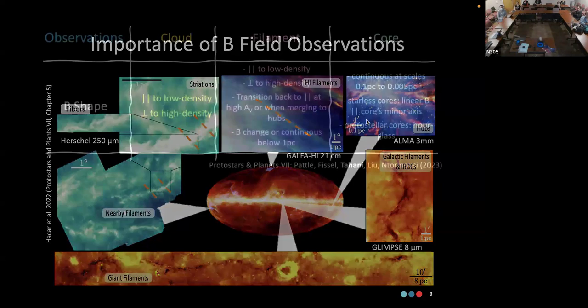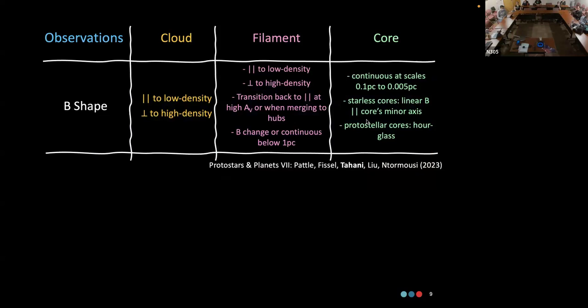So if we summarize the past decade of observations, as we did in the Protostars and Planets 7 chapter with Kate Pattle, Laura Fissel, Tie Liu, and Eva Ntormousi, we see this statistical alignment through the star formation process.